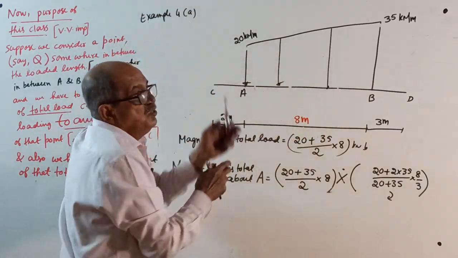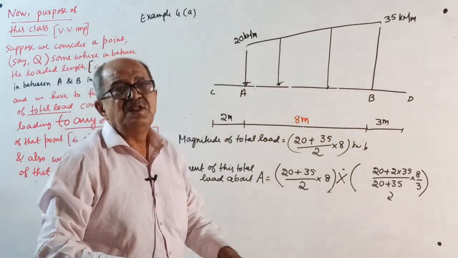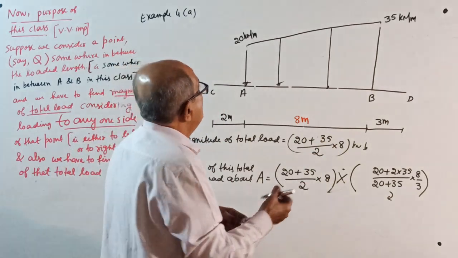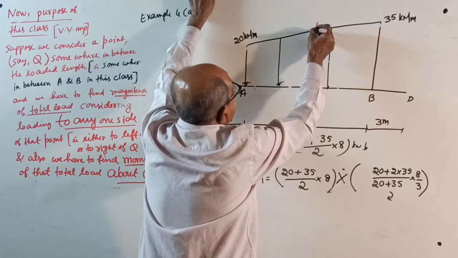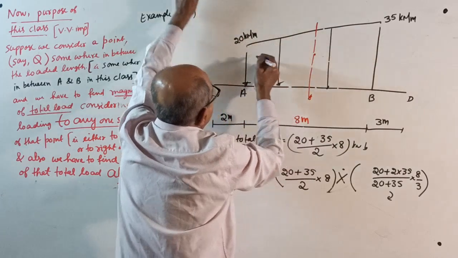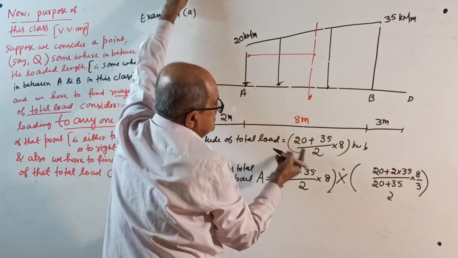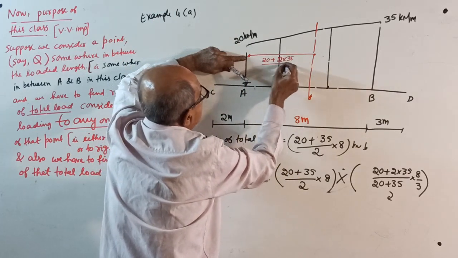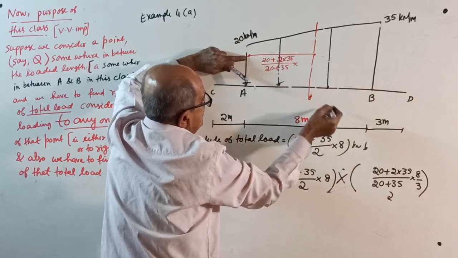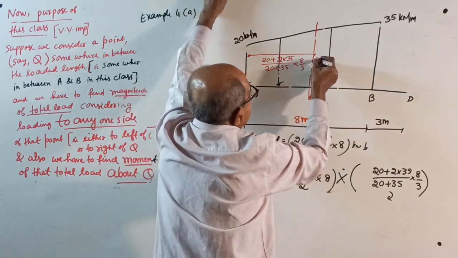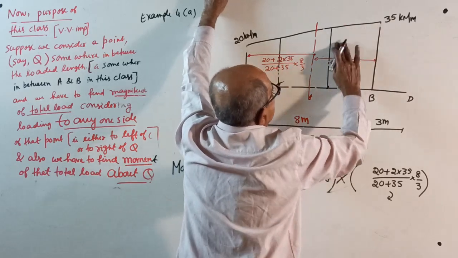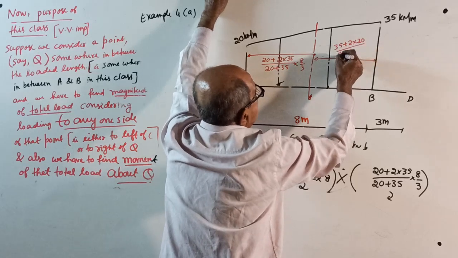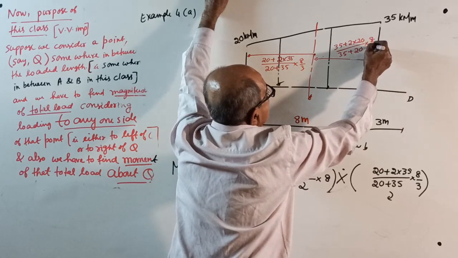Now, those who can see, first what do you do? First you consider the entire loading for the full 8 meter. I am explaining what is already over earlier. If you take the full trapezium, the total load will pass here, equal to the area of the trapezium. If you want the distance from here, how much? I write here: 20 plus twice of 35 divided by 20 plus 35 into 8 by 3, if you want from here. If you want from here, you should not actually write, but to understand I am giving 35 plus twice of 20 divided by 35 plus 20 into 8 by 3, just to understand. That is your x bar.